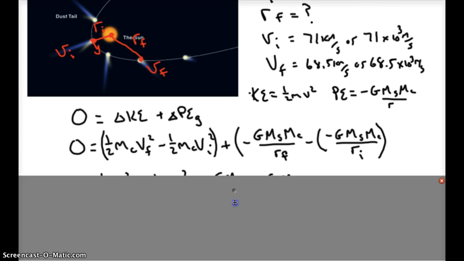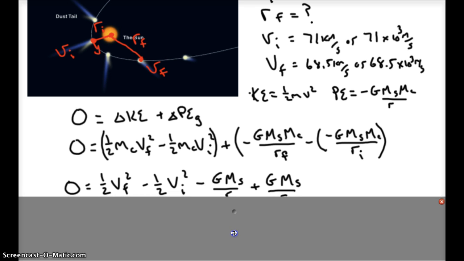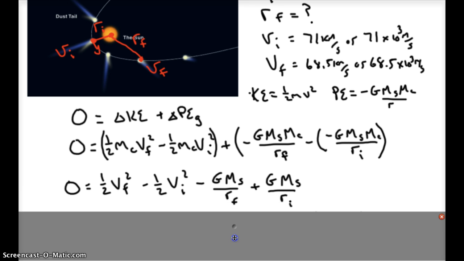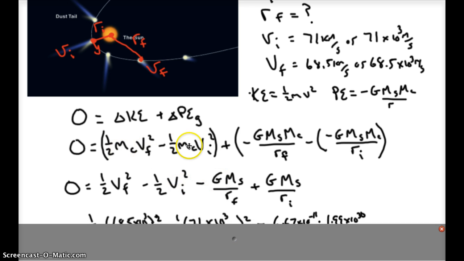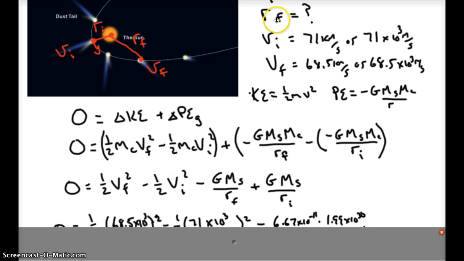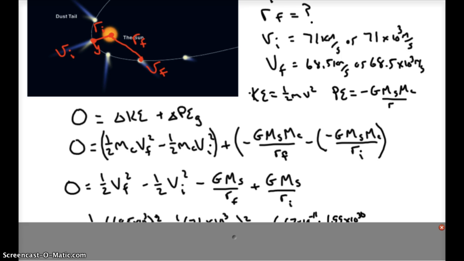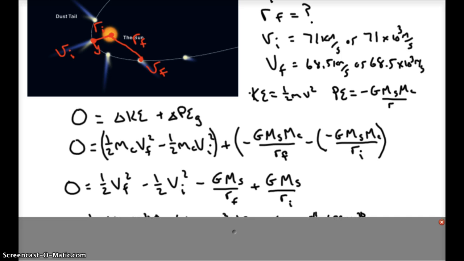Now from here on out, it's really just a matter of algebra and being very careful with your calculator and tracking the numbers. Notice that the mass of the comet, the object which is orbiting, is common to every term. So that's going to cancel out. All right, that'll cancel out of each of our terms here, here, here, and here, which leaves us with this expression.